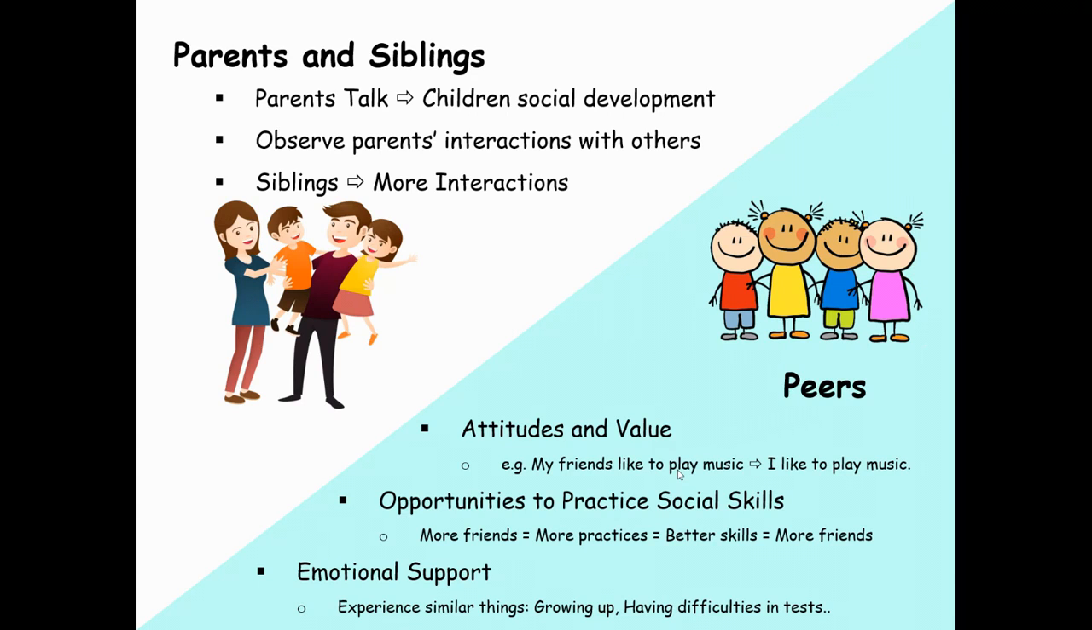Furthermore, those friends and peers will influence social development based on three areas such as attitude and value, opportunity to practice social skills, and emotional support. First, the peer will influence children's attitude and value. For example, when the children love to play music, they will find peers or friends that love to play music as well. Like our parents or elders usually say, if you make friends with scholars, you will become a scholar. And if you make friends with a gangster, you will become a gangster.